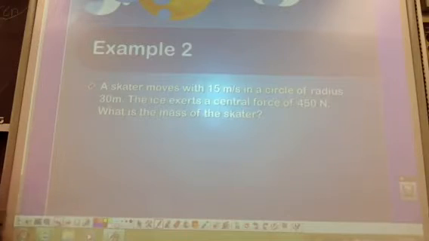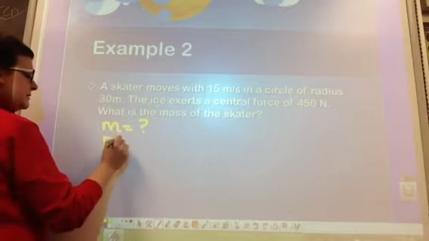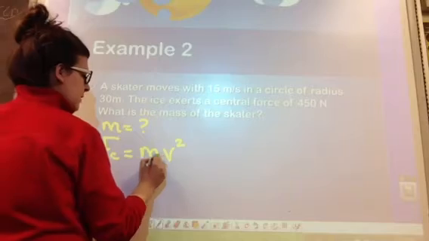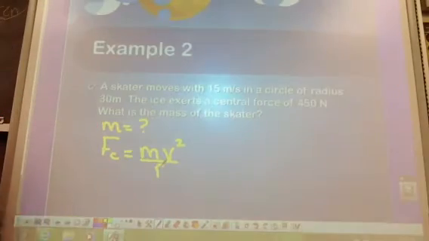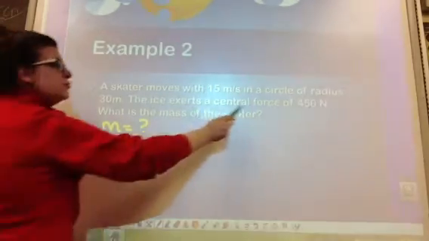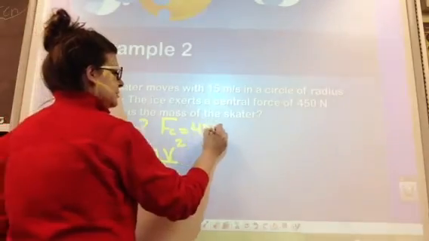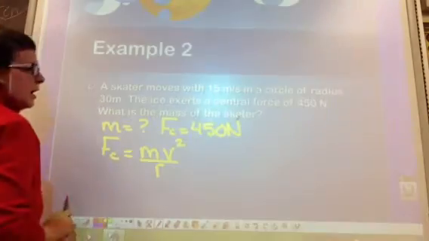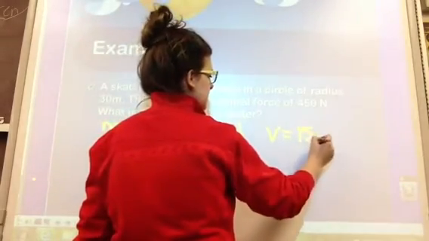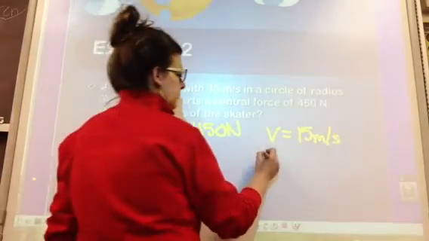So I'm trying to solve for mass. I know that centripetal force is equal to mass times v squared over r. I need mass. I have a central force that they gave me here, that was 450 newtons. I also have a velocity or speed, which was 15. And I have a radius that they gave me, which was 30.